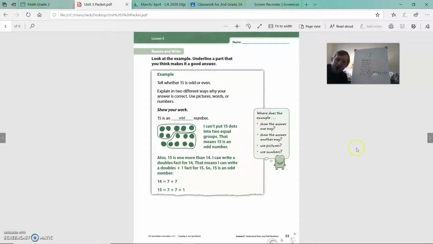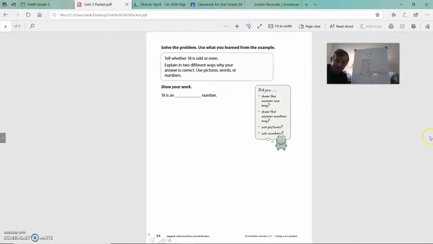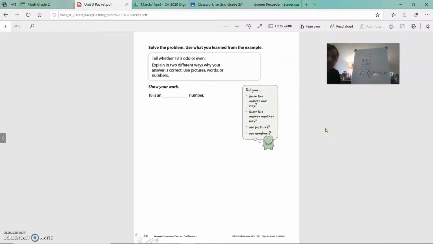Okay, let's move on to the next page. The next page only has one problem, but it's going to be a little bit bigger and it's going to make us show our work. So, tell whether 18 is odd or even. Explain in 2 different ways why your answer is correct. Use words, pictures, or numbers.